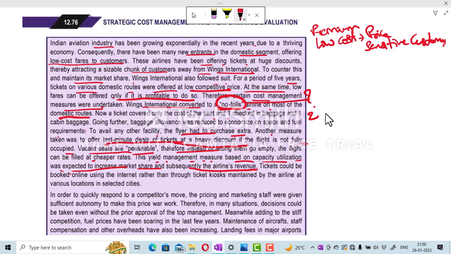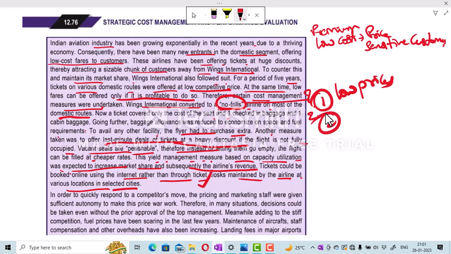Tickets could be booked online using the internet rather than using ticket kiosks maintained by the airline at various locations in the selected city. See what they are using: low investment. See, they are offering low prices. They removed some offline stores in order to reduce the cost.